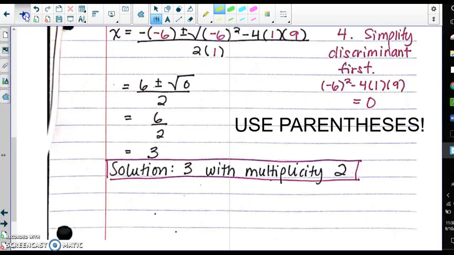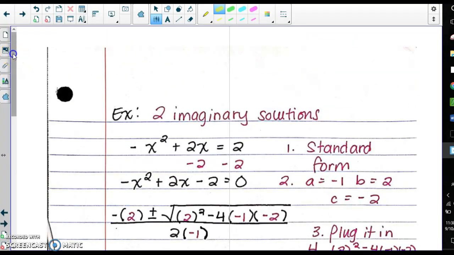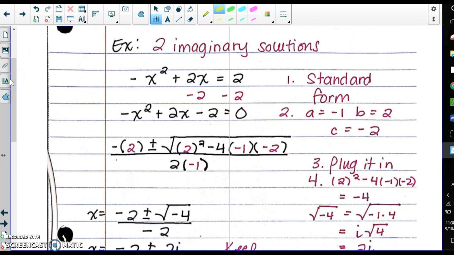All right, last example is a quadratic with two imaginary solutions. So remember, your imaginary number comes from having a negative number underneath the square root. So we're going to see how that happens as we solve. First of all, we have negative x squared plus 2x equals 2. Is this in standard form? No, it is not. You have to get this 2 over to the left-hand side, so we're going to subtract 2 from both sides. That gives us negative x squared plus 2x minus 2 equals 0.